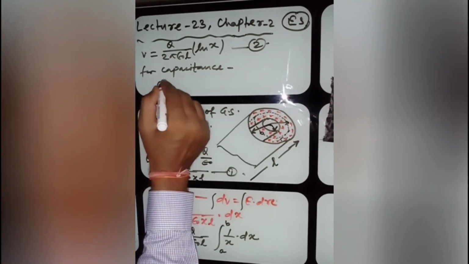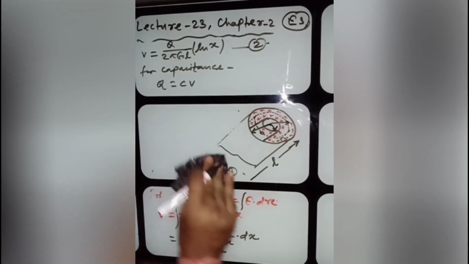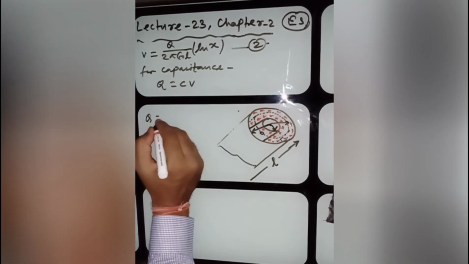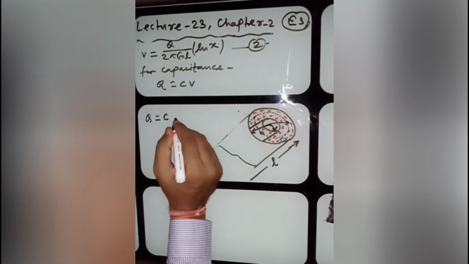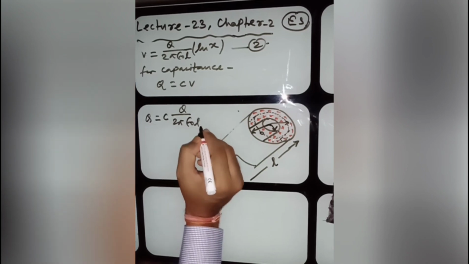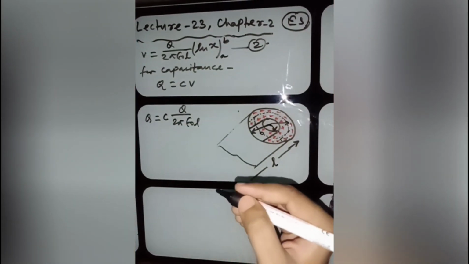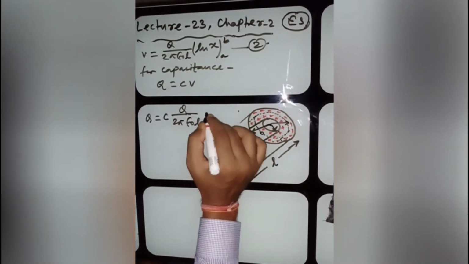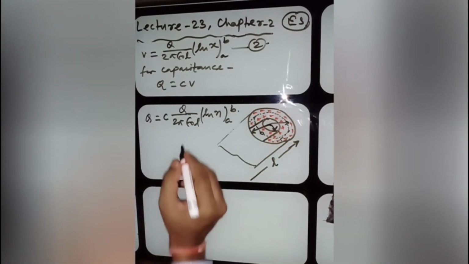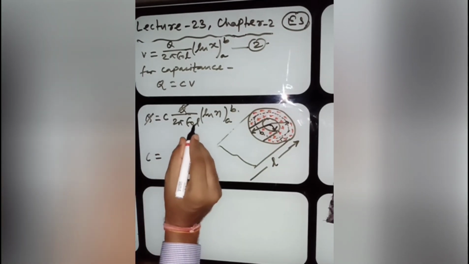You have to write Q equals CV. Okay, Q equals CV, and then C and V, it is Q by 2 pi epsilon naught L. I think we should put here the limits also. L ln x from A to B. Q cancels out. Now the C, it is 2 pi epsilon naught L.